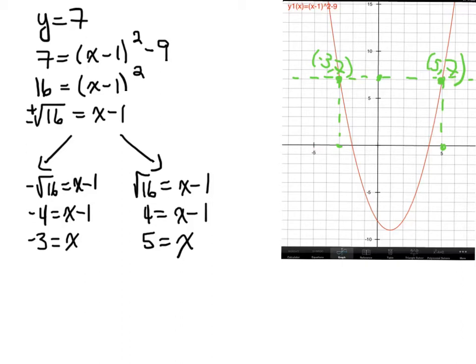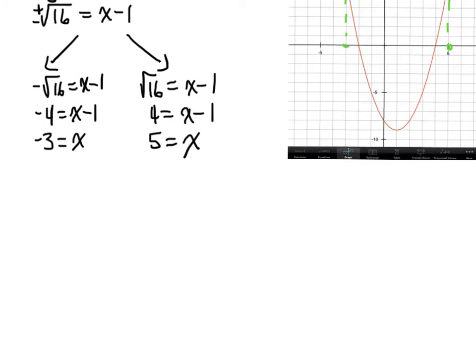Now, what if I asked you to solve when y is equal to negative 10? If we look at that on the graph, which is right here, the graph actually doesn't go that low. And so you would expect that there would be no solutions. So I want to look at how do we demonstrate this algebraically.